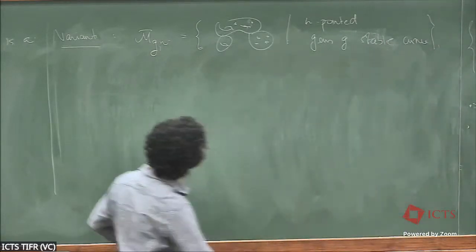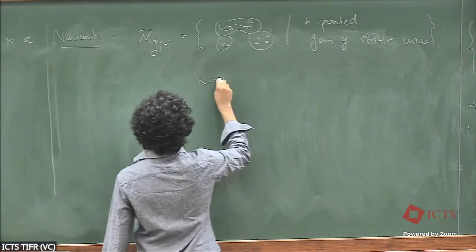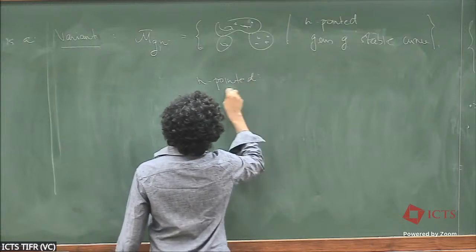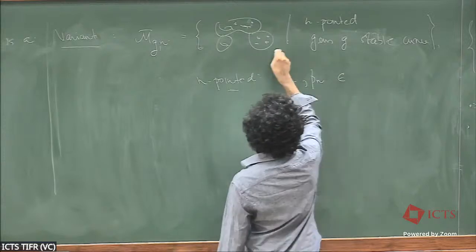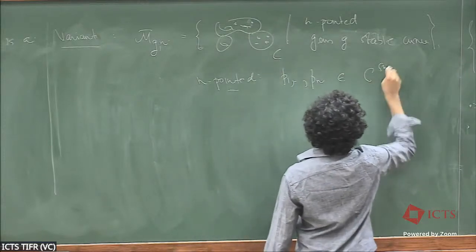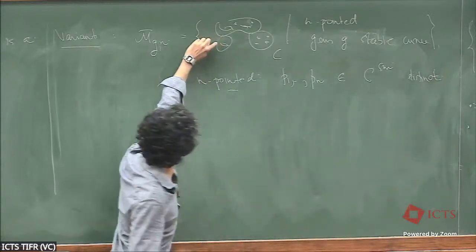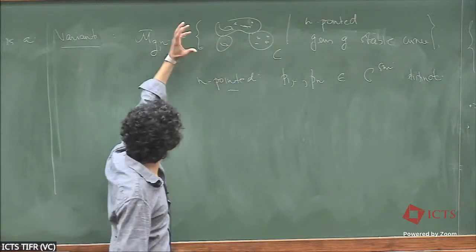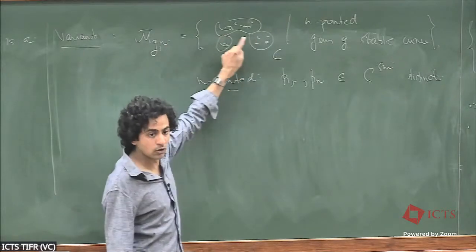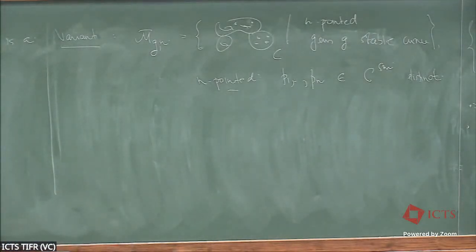And the definitions change slightly here. Let me just highlight the changes. So n-pointed means that I have chosen P1 through Pn on the curve C, lying on the smooth locus and distinct. So you're not allowed to choose, let's say in MG2, for one of your two points either of these nodes. And then you can't choose the same point. So that's what the word n-pointed means.